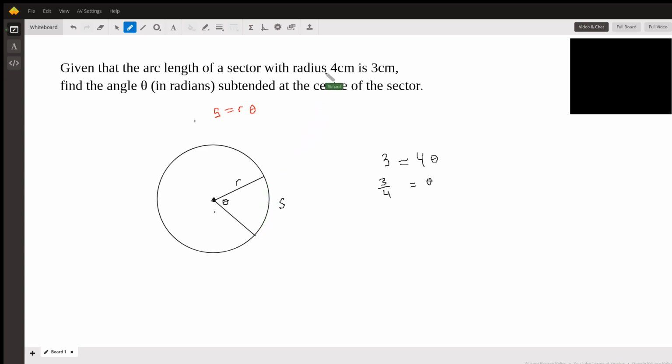Okay, so that's it for this problem. Nice and simple, assuming you know the formula.